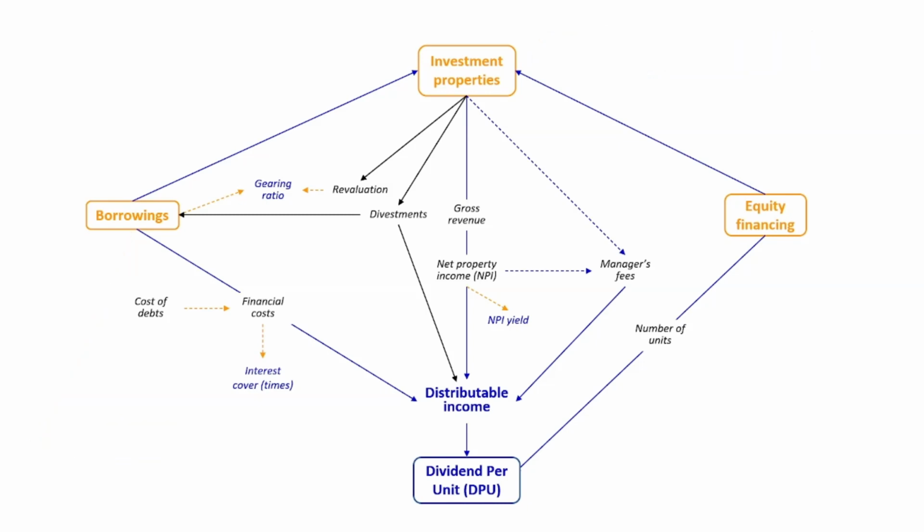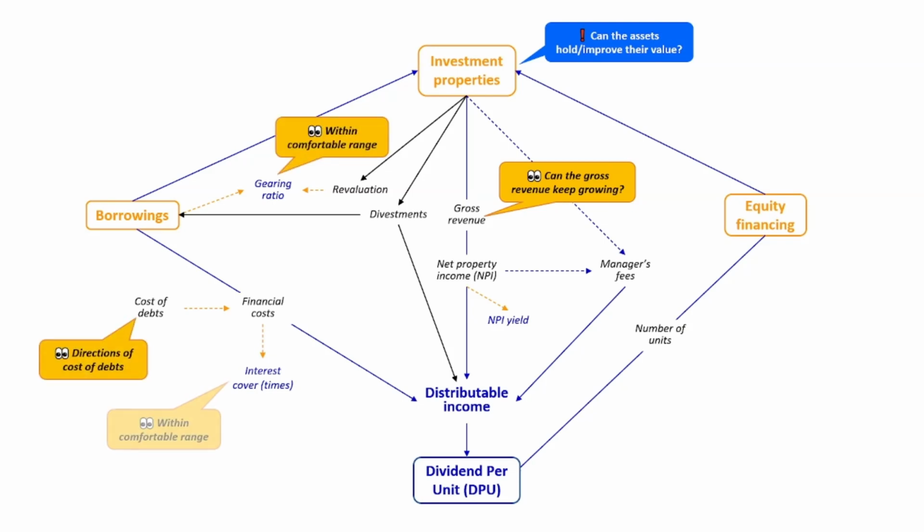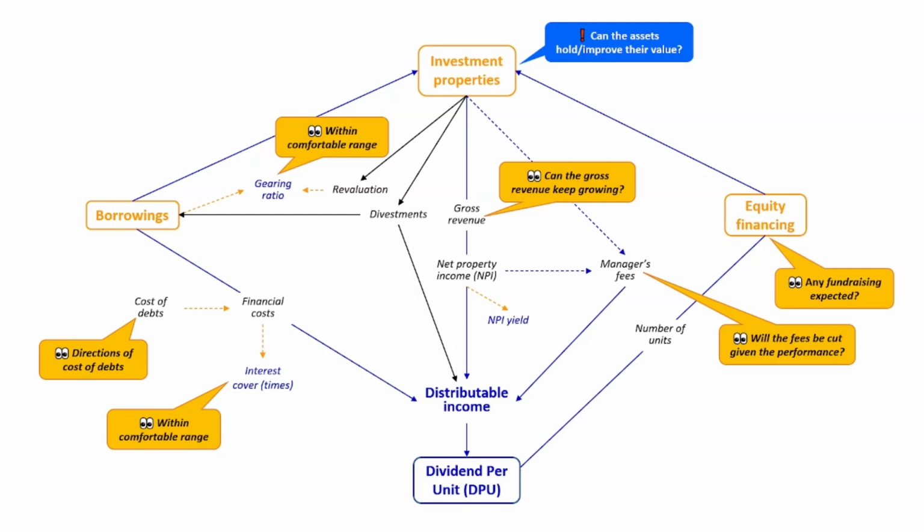Let's use the same framework to summarize what to look for. Can the assets hold their value and earning power? I view this as very important. How well do we know their assets? What are their strengths? Can gross revenue continue to grow? Is the cost of debt stabilizing? Are gearing and interest cover within our comfort level? Will the manager cut their fees given the poor performance? Will there be fundraising expected?